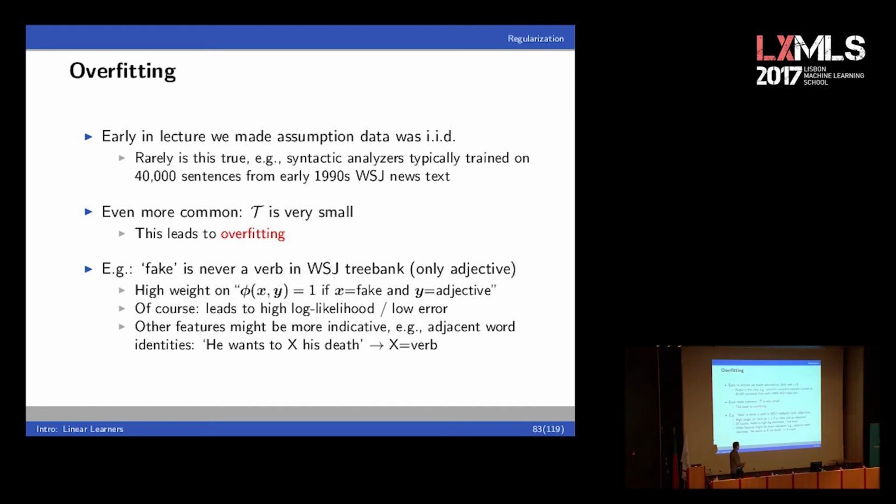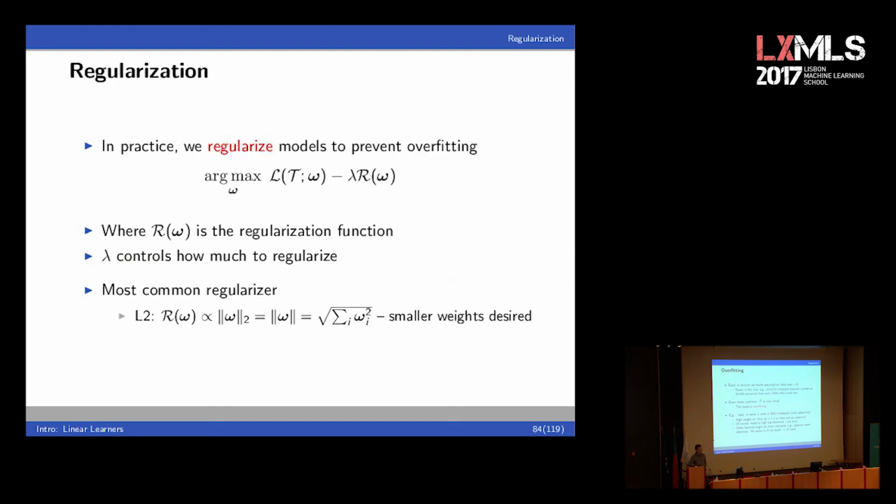For example, if you do parsing on the Wall Street Journal, then you will only see the word fake as an adjective. But you can imagine that fake can also be used as a verb, and there's no chance, if you use, let's say, text classification or parsing on the Wall Street Journal and your features are indicator features, that you can ever figure out that it could be used in another meaning as well. So this is a really bad way of overfitting.